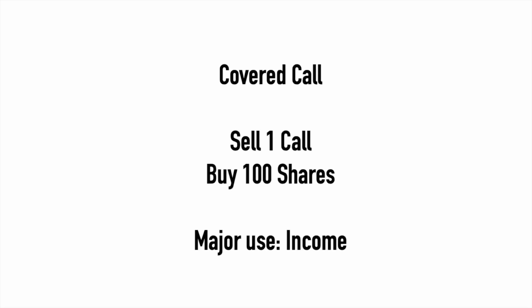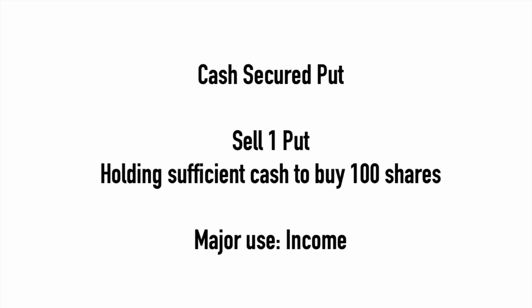A covered call is selling a call option, but when the investor has the underlying shares that the option is on. This is different from just selling a call in that if the option is exercised, the investor who sold the call won't now be short 100 shares of the underlying, but will instead have their own 100 shares called away from them. In that sense, the position is covered. A cash secured put is selling a put option when the investor has sufficient cash to buy 100 shares of the underlying at the strike price. And this is generally used to generate income for the investor.